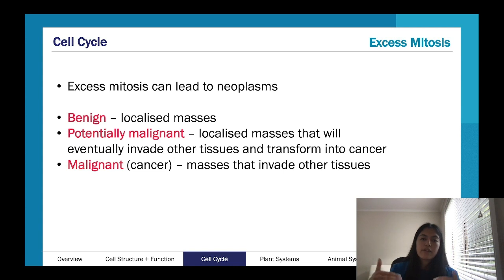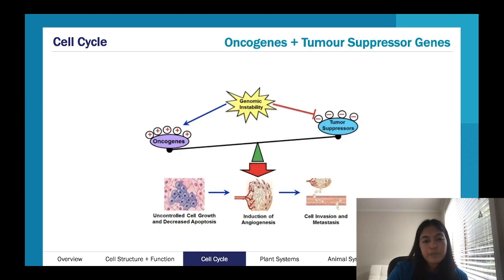Potentially malignant, that's kind of our step upwards. So that's when we're thinking about, at the moment, it is relatively benign. It's still localized, but it has the capacity to invade other tissues and become cancer. So that's why potentially malignant. Once it is malignant, that's what we're thinking of as tissue invasion. So we have this excess mitosis and it's becoming harmful. It's basically spreading into areas where we don't want it to be.